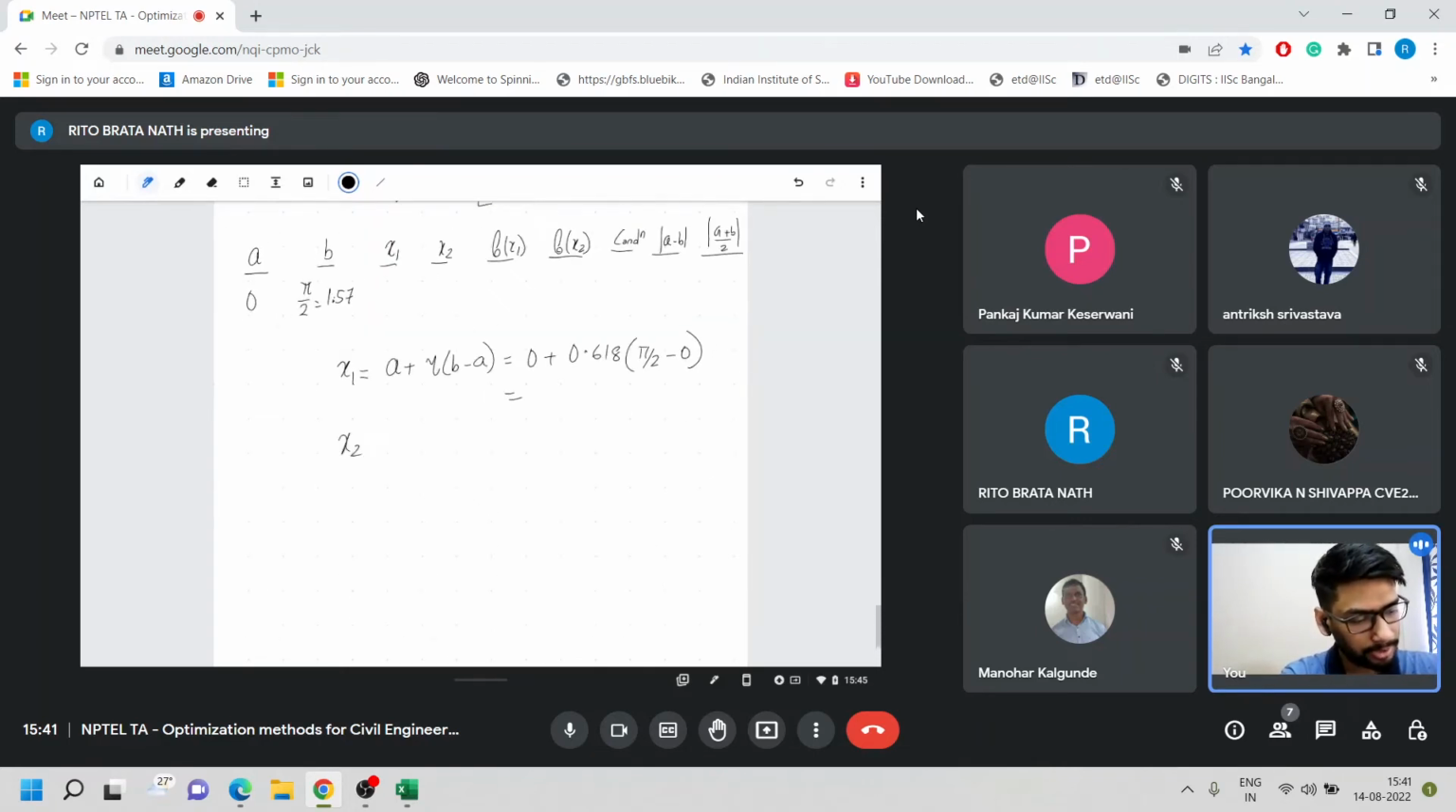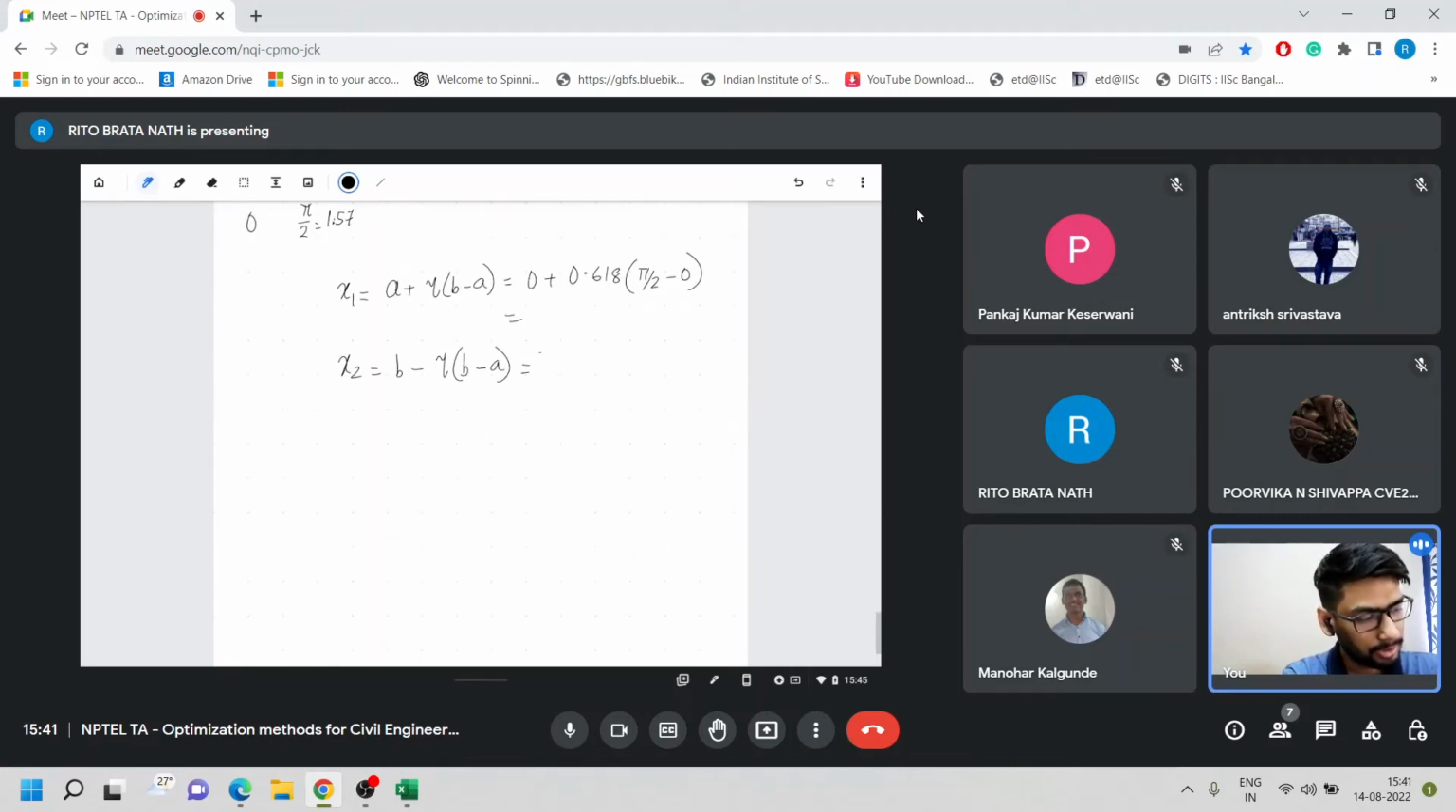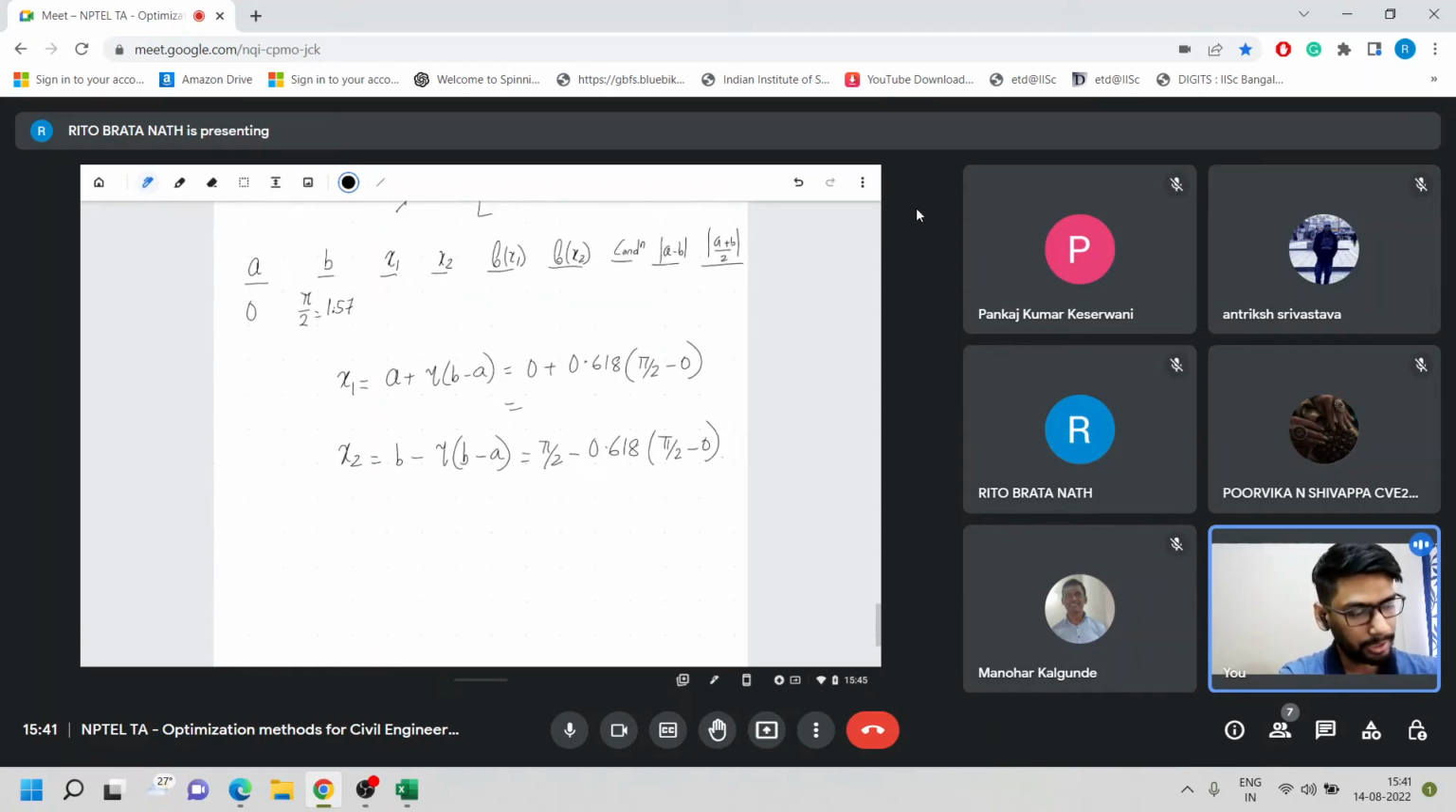Then you calculate x2, which is B minus tau times B minus A, which you were shifting from the right side. So this is pi by 2 minus 0.618. This you can calculate. So now after getting x1 and x2, you can plug those into the function expression that I have given.